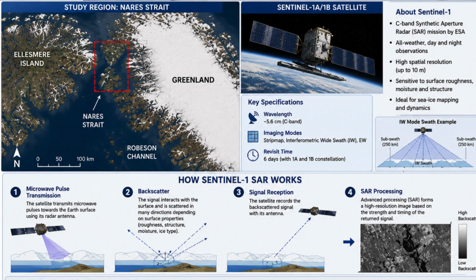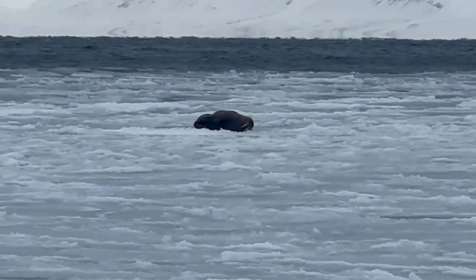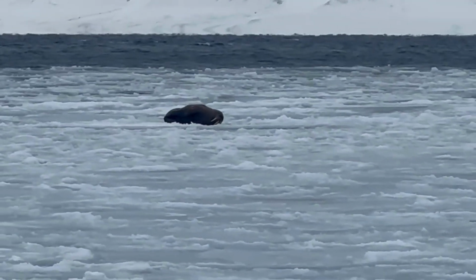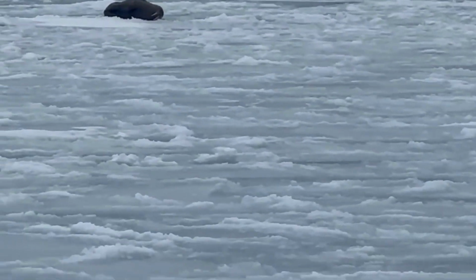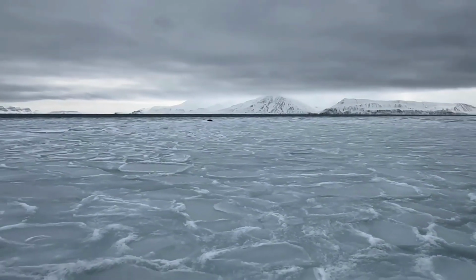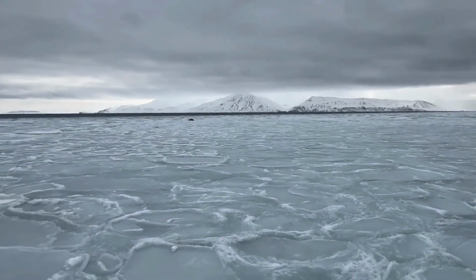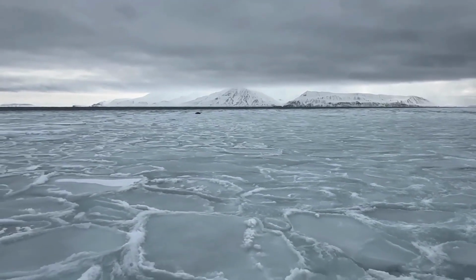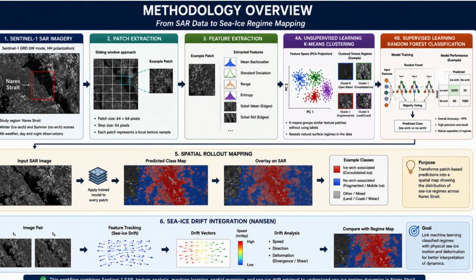capture these small-scale features. To address this, I use Sentinel-1 SAR imagery because it provides high-resolution, all-weather, day and night observations of the Arctic surface. I then combine this Earth observation data with machine learning methods including k-means clustering and random forest classification to investigate whether physically different sea ice states produce measurably different SAR texture signatures.